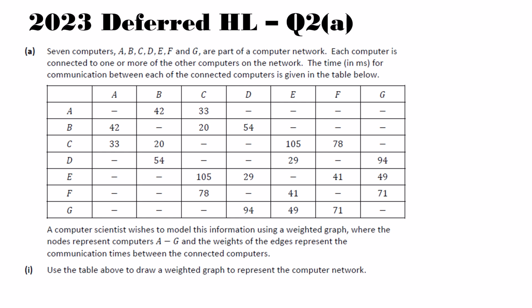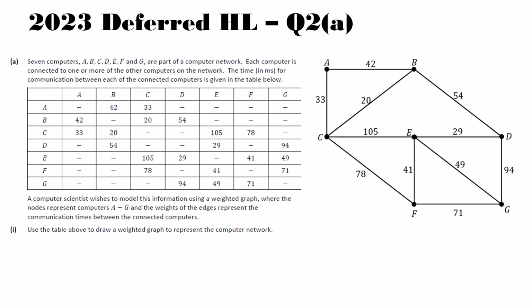A computer scientist wished to model this information using a weighted graph, where the nodes represent the computers A to G, and the weights of the edges represent the communication between the connected computers. Use the table above to draw a weighted graph to represent the computer network. So this is what our network would look like. I go through that in a little bit more detail in the networks and graphs video, which I've linked in the description below.